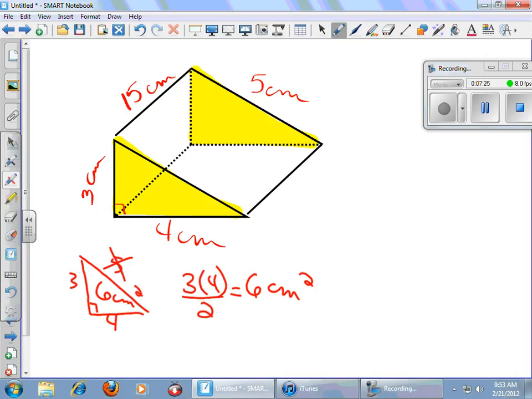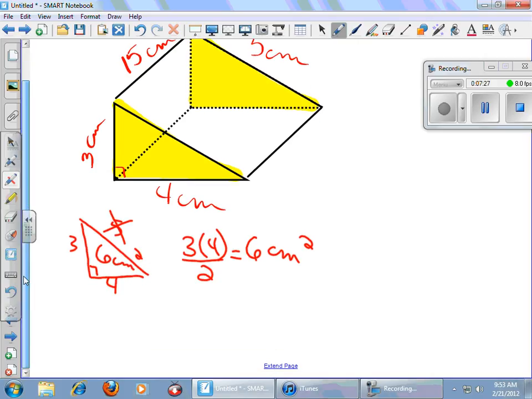But I also know there are two of them. So this time, instead of redrawing it twice, I'm going to go ahead and multiply by 2, and that'll give me 12 centimeters squared because there are two right triangles. All right, let me get rid of these guys here.